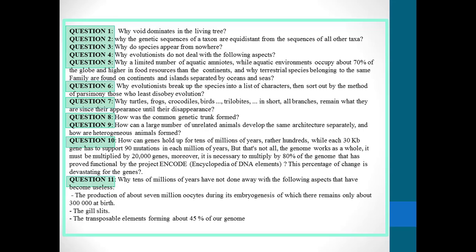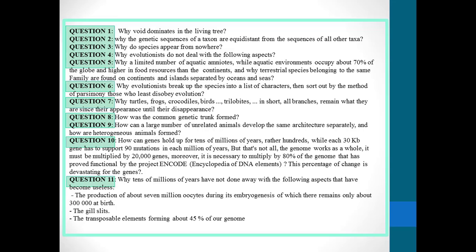why evolutionists do not deal with the following aspects, and why a limited number of aquatic hominids if aquatic environments occupy about 70% of the globe and are higher in food resources than the continents, and why terrestrial species belonging to the same family are found on continents and on islands separated by oceans and seas.